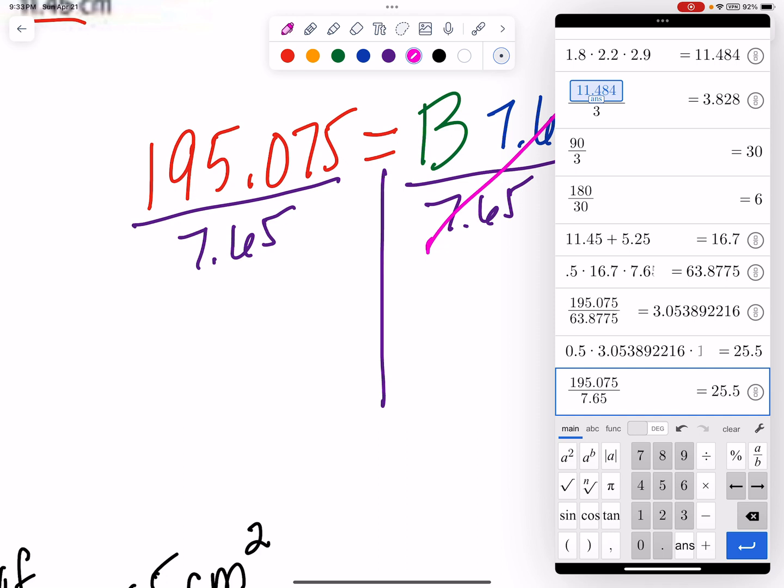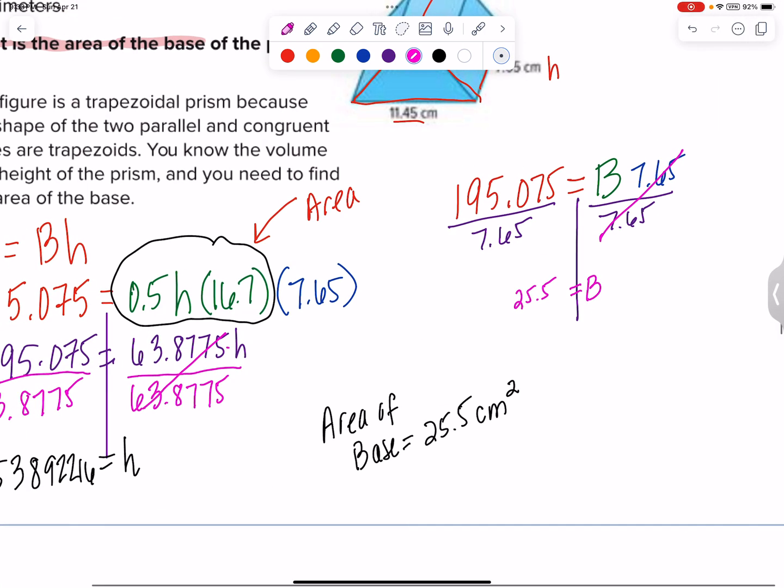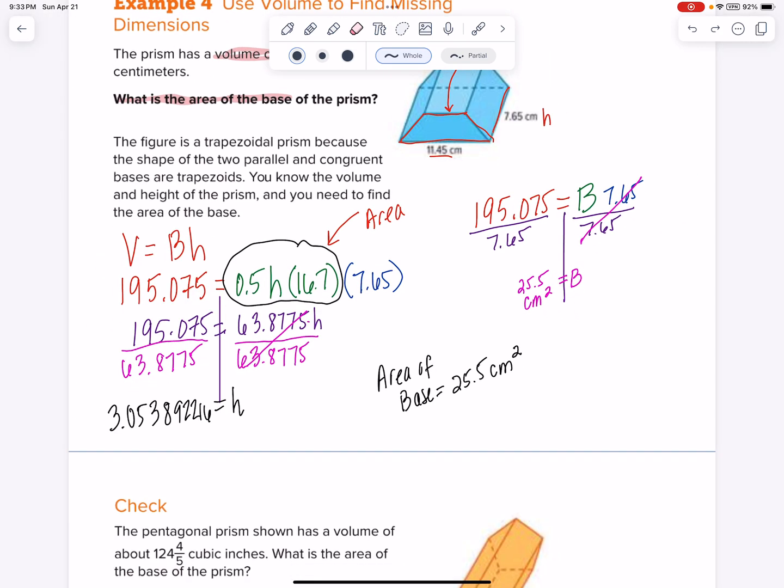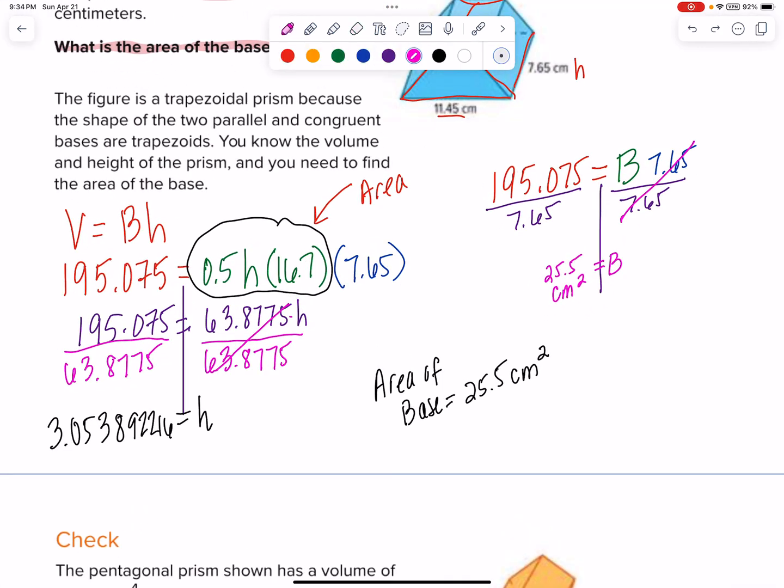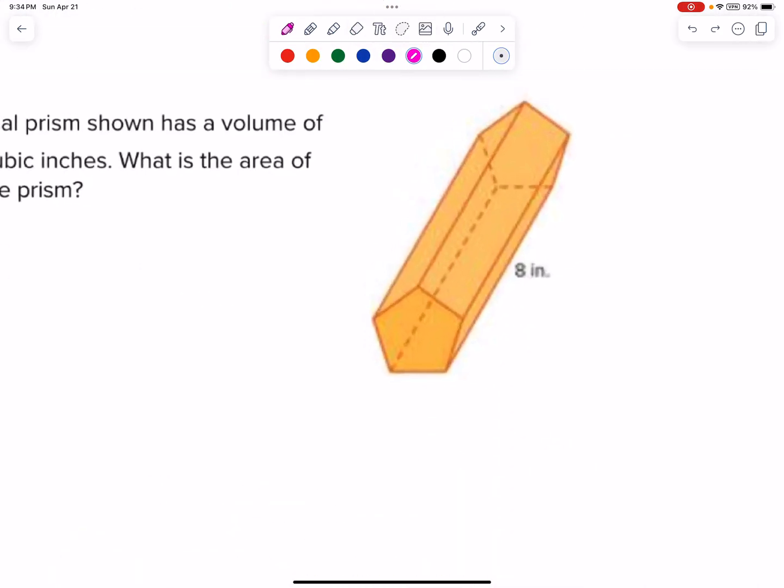Okay? So that just tells us that big B, or the area of the base, is 25.5. All right, so same type of thing, two ways of doing it. It's good to see the other way too, so that you can see how all the math works and functions, even with some really long, crazy numbers. All right, go ahead and try this out.